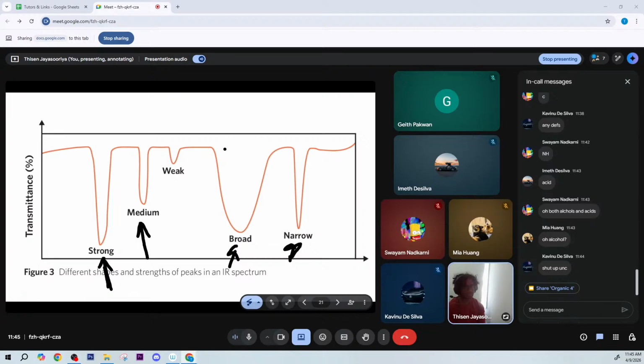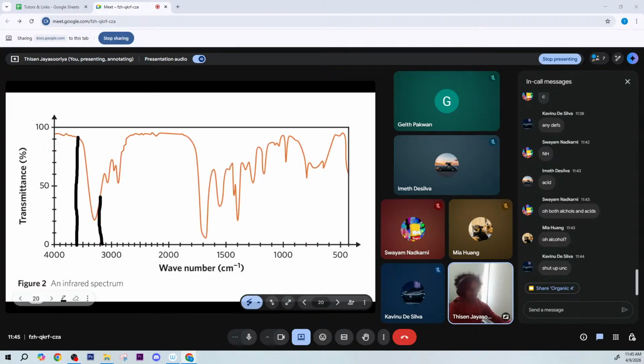So these are the different ways we can characterize them if they want you to name the bond, like how we describe this trough. These things are called troughs, yeah? The other thing I want to point out before I move on is this region over here, yeah? This region is called our fingerprint region. Everything before 1500 wave numbers, yeah?